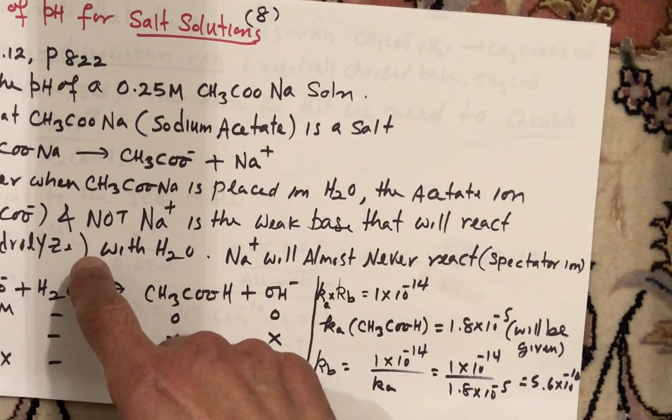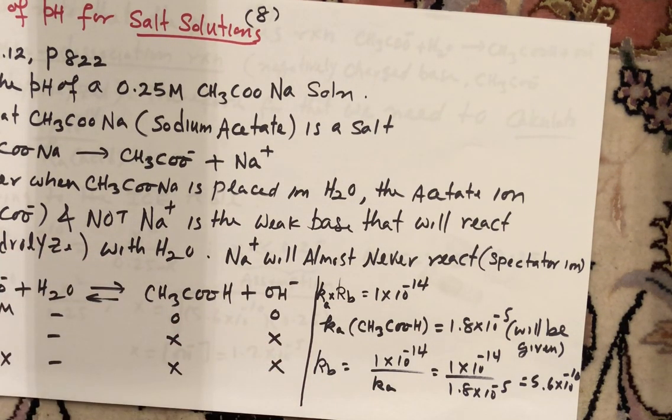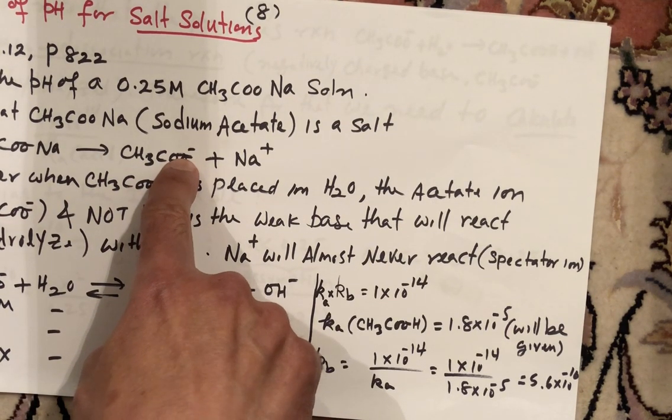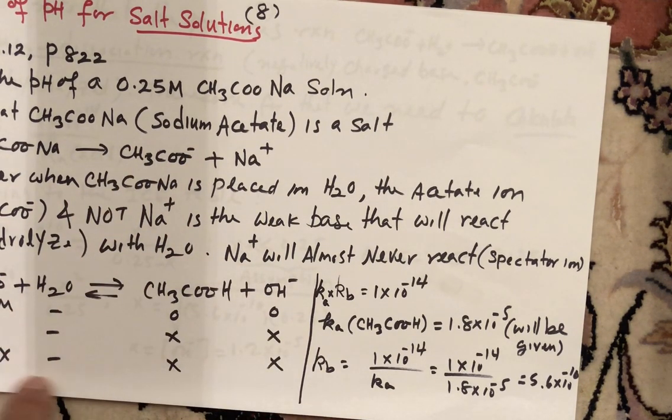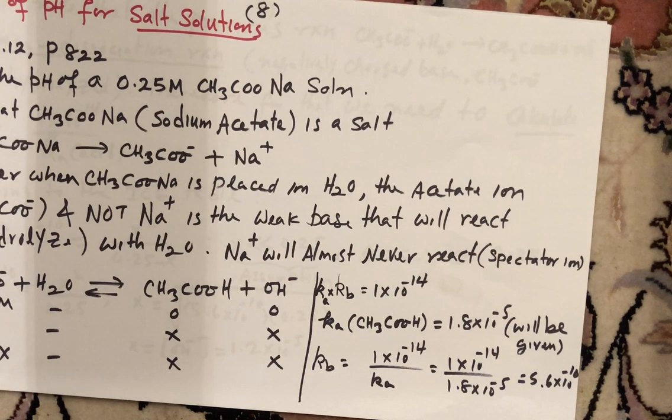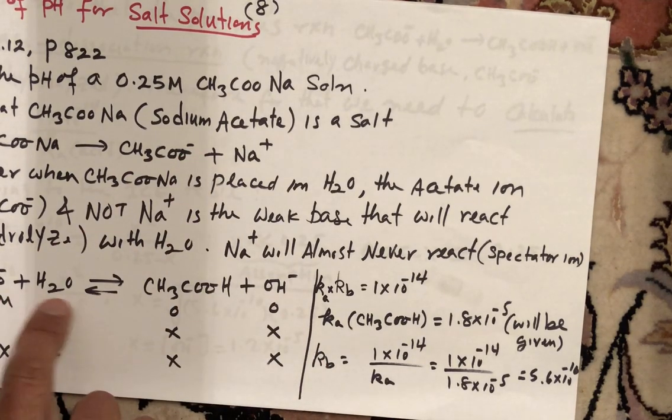So basically, the sodium acetate, the acetate ion, in other words, this ion, will be hydrolyzed, and that is the basis of the ICE table here. Okay. Now, I've also indicated that Na plus has nothing to do with this reaction or the ICE table because it's a spectator ion. That means it's really never involved in the reaction. So we always take the negatively charged ion, we react it with water.